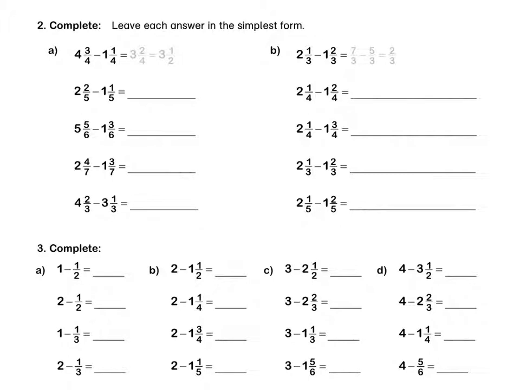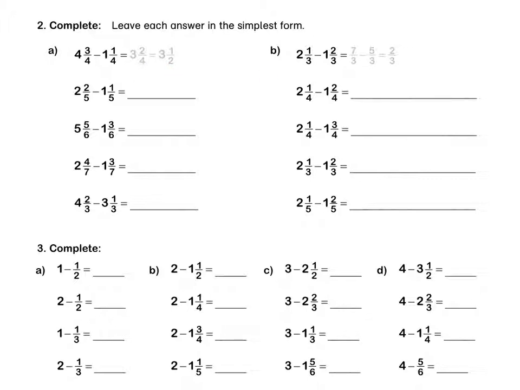Question 2. Complete. 4 3/4 minus 1 1/4. 4 minus 1 whole is 3 wholes. 3/4 minus 1/4 is 2/4. And 2/4 we can rewrite in its simplest form, so we have a final answer of 3 1/2.